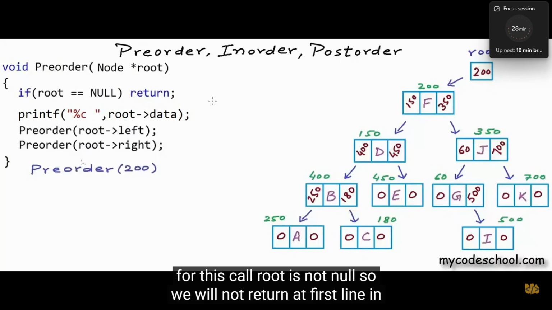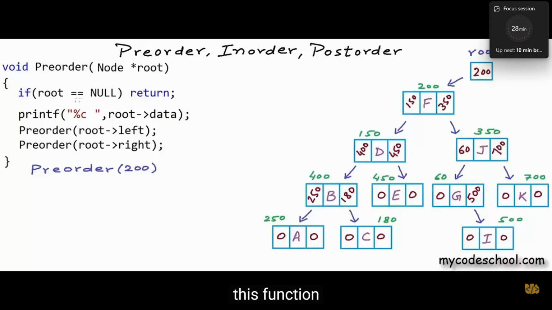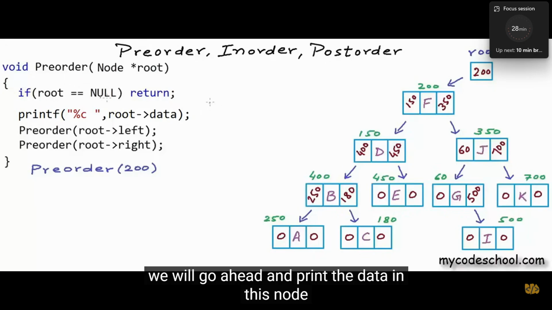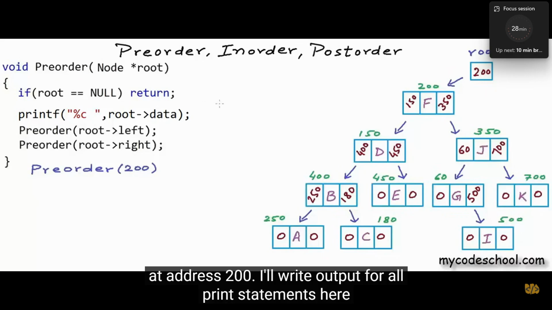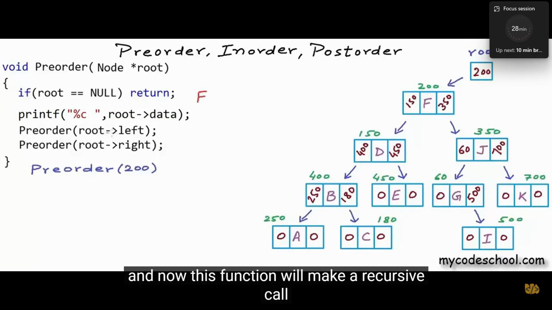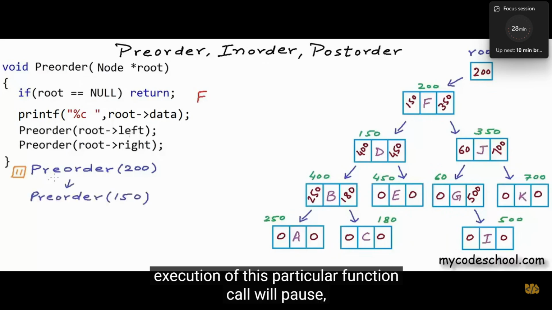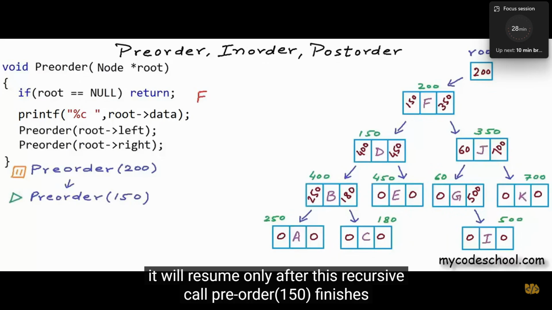For this call, root is not null, so we will not return at the first line in this function. We will go ahead and print the data in this node at address 200. I'll write output for all print statements here. And now this function will make a recursive call. Execution of this particular function call will pause. It will resume only after this recursive call, pre-order 150, finishes.